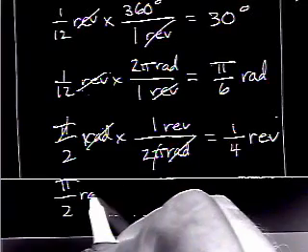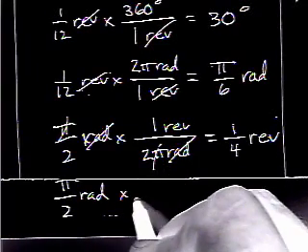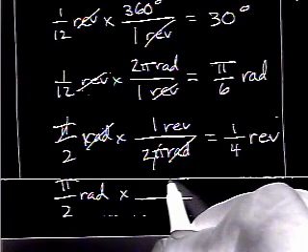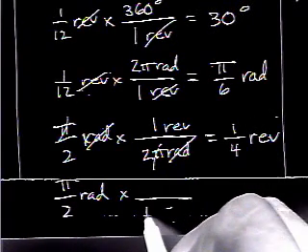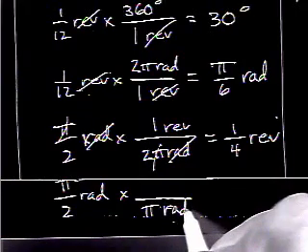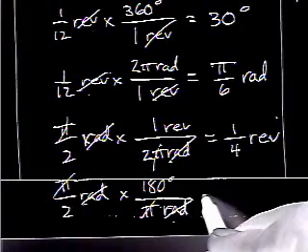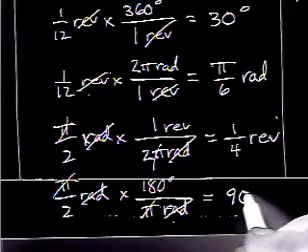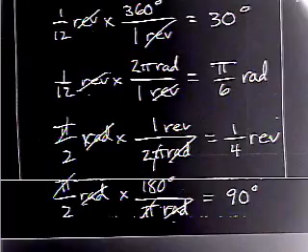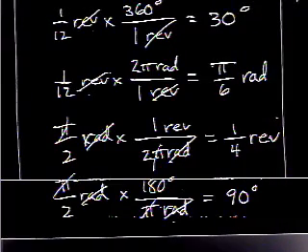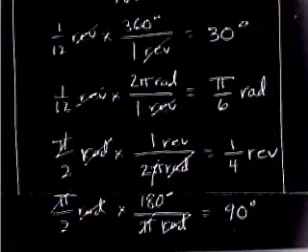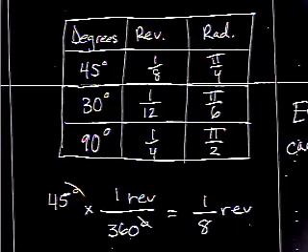And then pi over 2 radians. We want to convert that to degrees. So pi radians is equal to 180 degrees. The radian units cancel out, the pi's cancel out. 2 goes into 180 90 times, so it's 90 degrees. So that completes our table. We've got our table of values all figured out, and you might have to do that on a quiz or test.